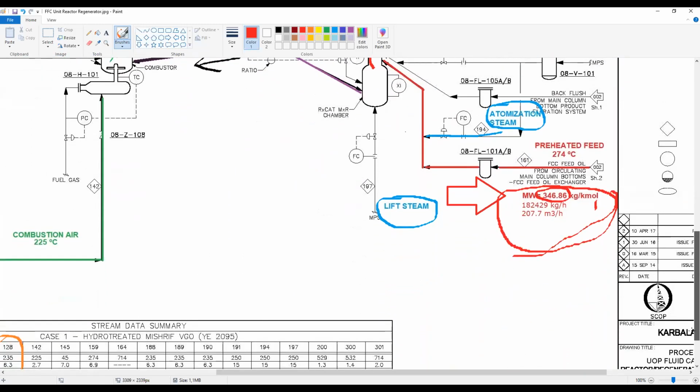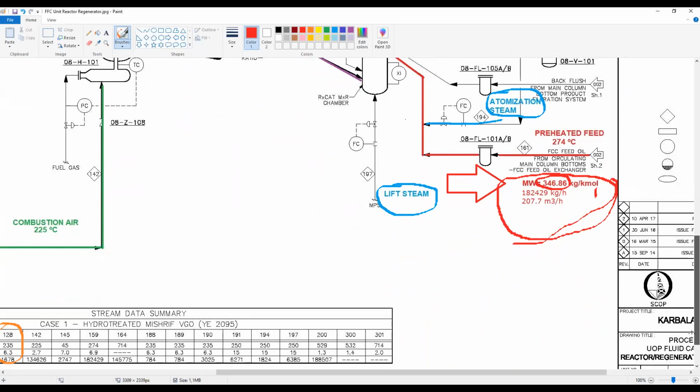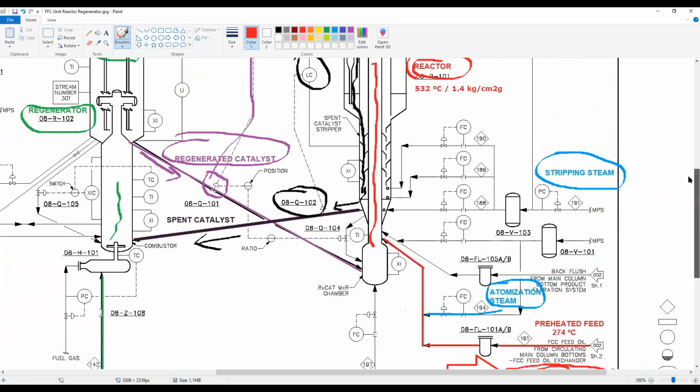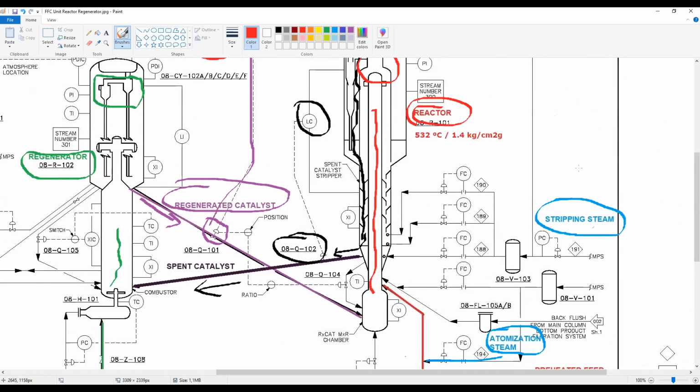No, 128, you mean, if you go up, Pilar. Yes, we have different places where to inject this steam. The total is this 191 stream. That's right. So what's your question?